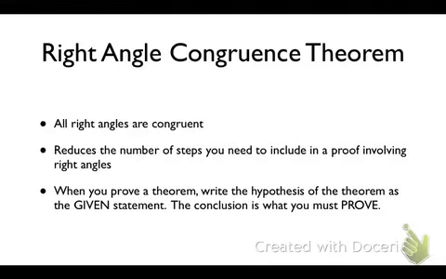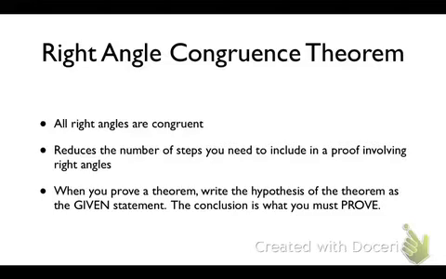Alright, the first angle pair we're going to talk about is a pair of right angles. This theorem says something that we consider to be pretty obvious, but again, we have to state everything even if we consider it obvious. This theorem says if two angles are right angles, then the two angles are congruent to each other. Very simply, it just says all right angles are congruent.